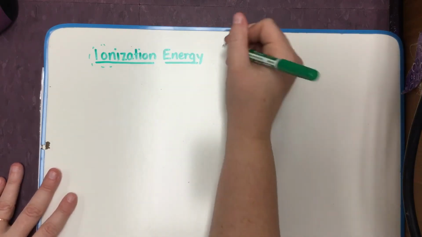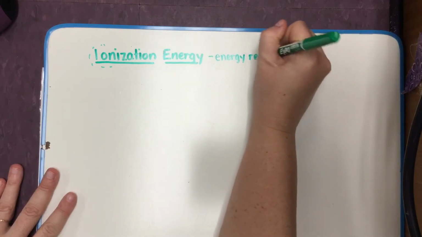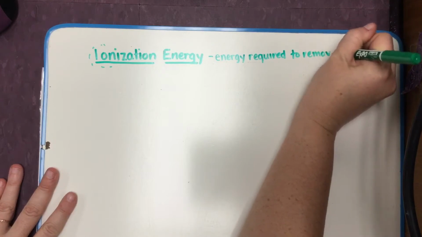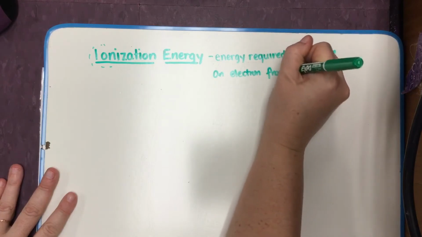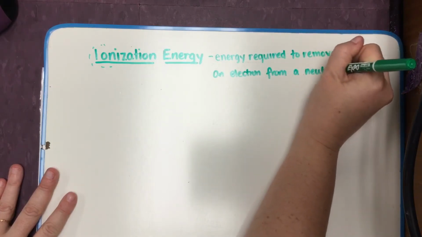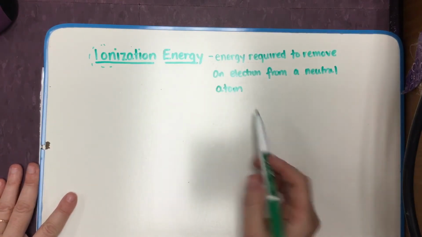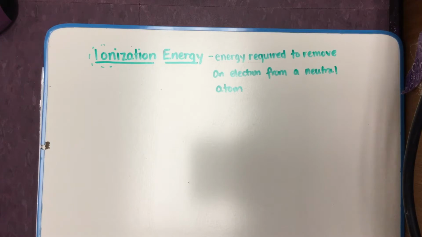So the definition of ionization energy is the energy required to remove an electron from a neutral atom. The energy required to remove an electron from a neutral atom is the ionization energy. And when we're thinking in terms of ionization energy and why ionization energy would be either high or low, the easiest thing we can do is really consider the size of the atom.